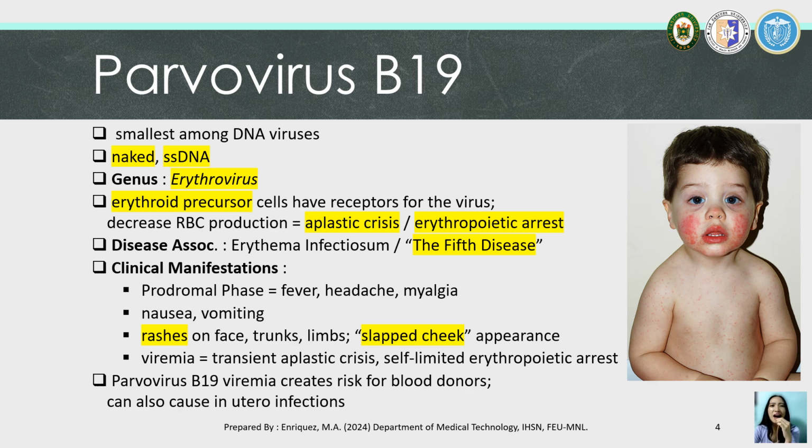Alright, so ang target host cells po ng parvovirus B19 ay yung mga erythroid progenitor cells. So these cells have receptors for the virus. So parvovirus B19 viremia could cause transient aplastic crisis or a self-limiting erythropoietic arrest. Alright, so that kind of makes sense, right? Kasi kung ang apektado ay yung mga cells that are responsible for creating new RBCs, then we could expect that there would be a decreased RBC production in the bone marrow because of this infection.